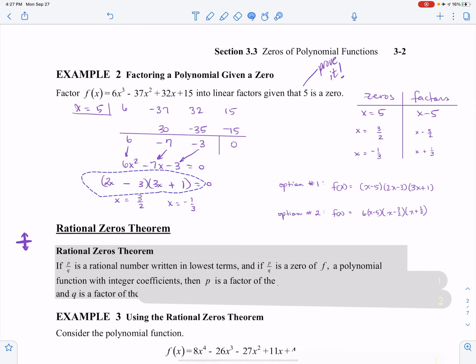You can use this option where we used our factoring property, or you can turn your three zeros into factors, multiply your three zeros together, make sure that the leading coefficient matches the original leading coefficient.